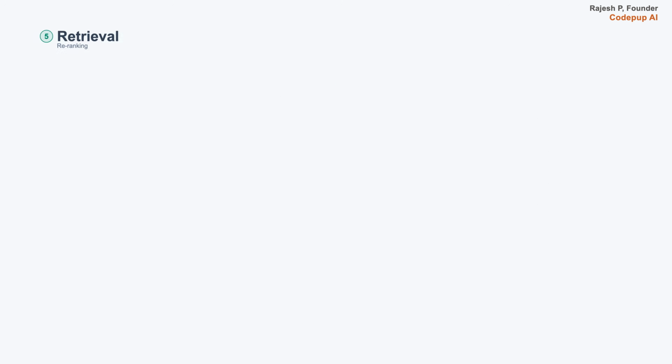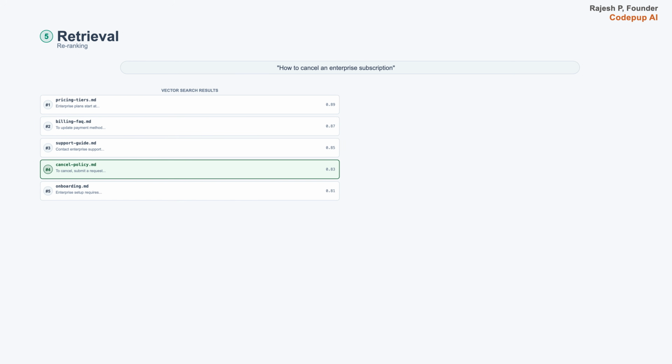Vector similarity is not the same as relevance. A user asks how to cancel an enterprise subscription. Vector search returns 5 documents: pricing tiers, billing FAQ, support guide, cancellation policy, and onboarding docs, all scored by cosine similarity. The cancellation policy is ranked 4th at 0.83. It should be first. A re-ranker fixes this.